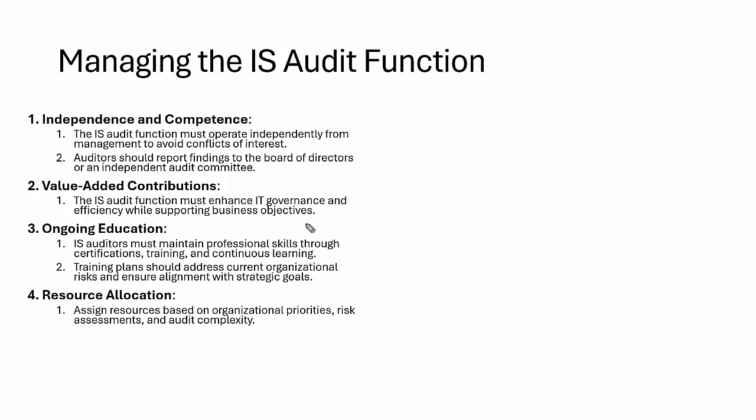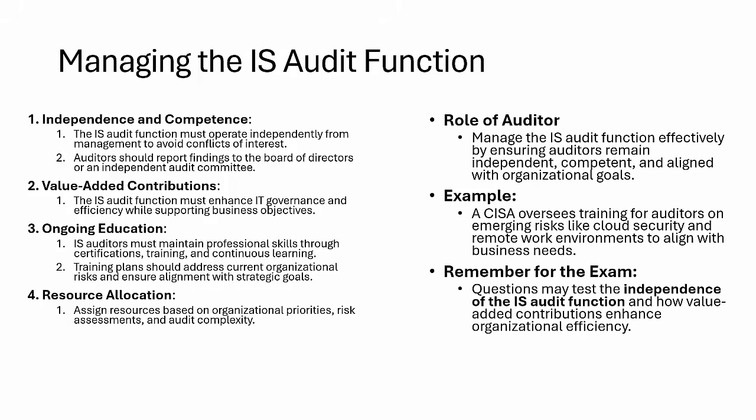Another important thing as an IS auditor, you need to maintain professional skills, certification, training, continuous learning. That is why the CISA certification is valid for 3 years, in which you need to maintain 120 CPE points. You need to demonstrate your experience. You need to demonstrate that after clearing the certification, you're updating and upgrading your knowledge. That is part of the requirement. So what is the role of an auditor? The question is that. We manage the IS audit function effectively to ensure auditors remain independent and compliant. For example, a CISA auditor oversees training for auditors on emerging risks like cloud security, AI, ML, remote work environments.